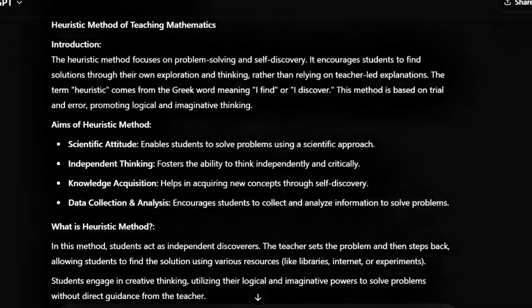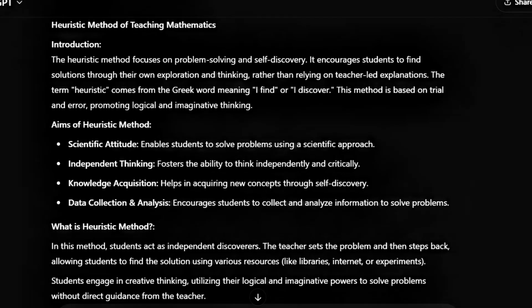Heuristic method of teaching mathematics. Introduction. The heuristic method focuses on problem solving and self-discovery. It encourages students to find solutions through their own exploration and thinking, rather than relying on teacher-led explanations. The term heuristic comes from the Greek word meaning I find or I discover. This method is based on trial and error, promoting logical and imaginative thinking.